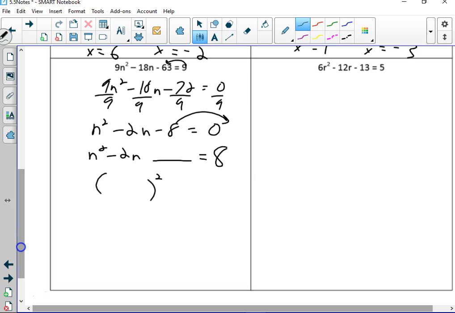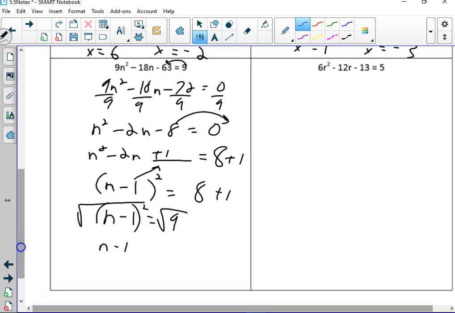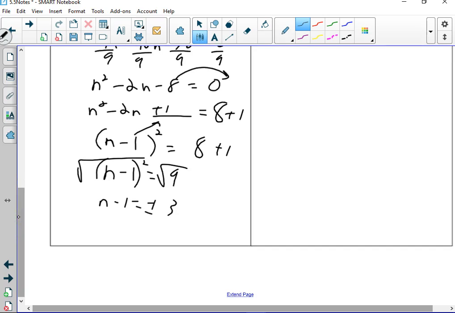Now we do our shortcut. Half of negative 2 is negative 1. Remember, it is negative 1. It's not positive 1. It's half of this number. We come by here and square it, which is plus 1, plus 1. That gives me n minus 1 squared equals a nice perfect square of 9. Square root both sides. N minus 1 equals plus or minus 3. And now I just bust it up into two problems. N minus 1 equals positive 3. N minus 1 equals negative 3.